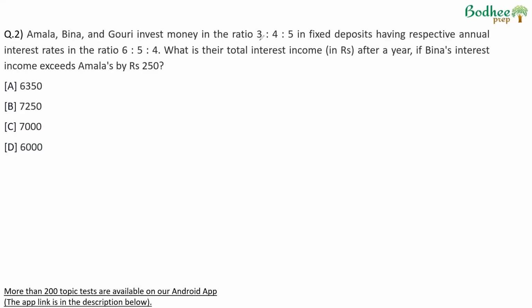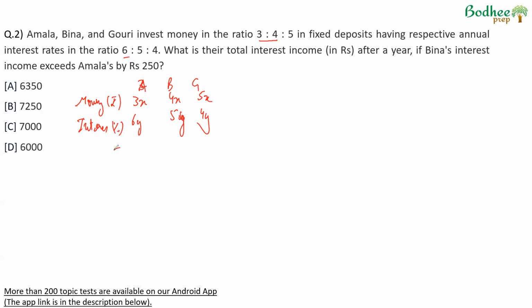A, B, G invest money in the ratio 3:4:5 in fixed deposits with giving respective annual interest in the ratio 6:5:4. What is the total interest income after a year if Bina's interest income exceeds Amal's by 250? So suppose the money invested by A, B, G in the FD is 3x, 4x, and 5x, and the interest rates that they are getting are 6y, 5y, and 4y respectively in percentage. Money in rupees, interest in percentage.